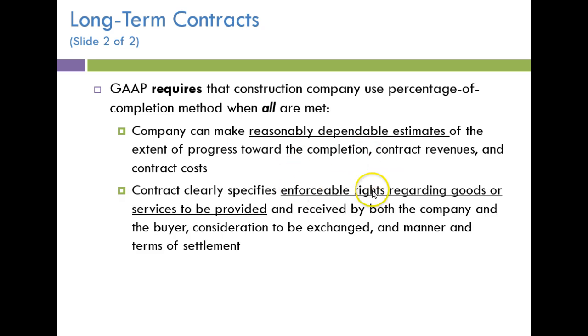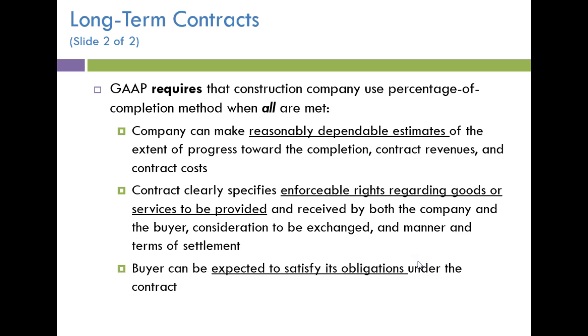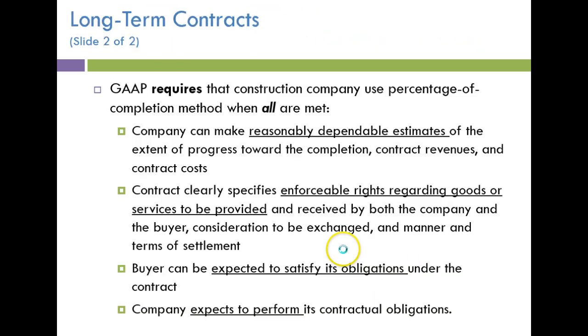The contract clearly specifies enforceable rights regarding goods and services to be provided and received by the company and the buyer. And the buyer can be expected to satisfy its obligations under the contract. The company expects to perform its contractual obligations. We are required to use percent of completion method if these 4 items are expected to happen.